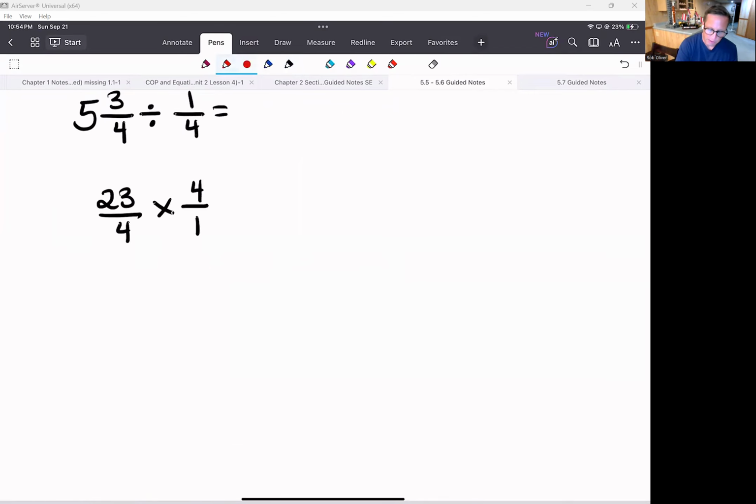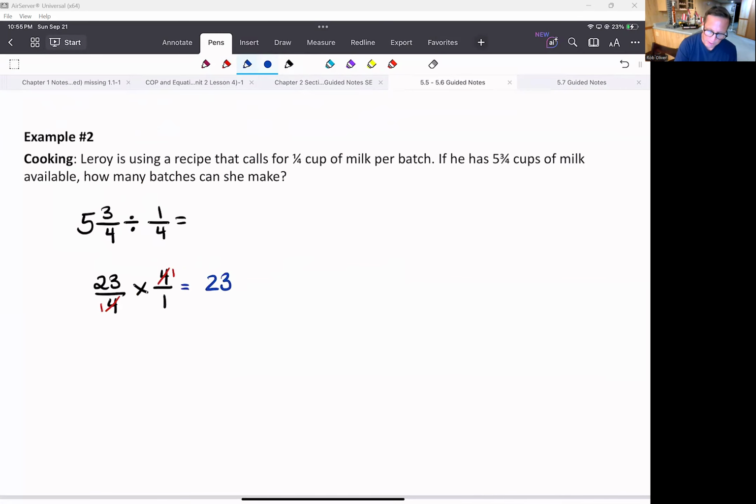We're going to change division into multiplication and flip the second fraction. All right, this is very convenient. These 4's cross cancel. They turn into 1, and that's it. You got 23 exactly. We can make 23 batches of whatever. It doesn't really say what they're making, but 23 batches.